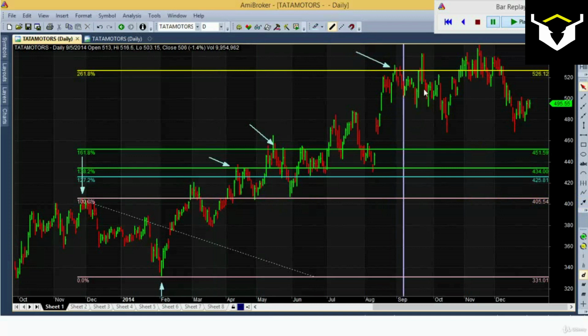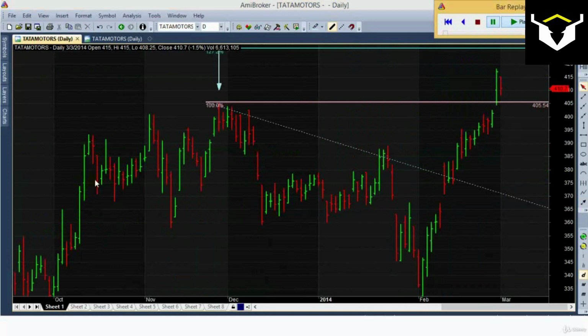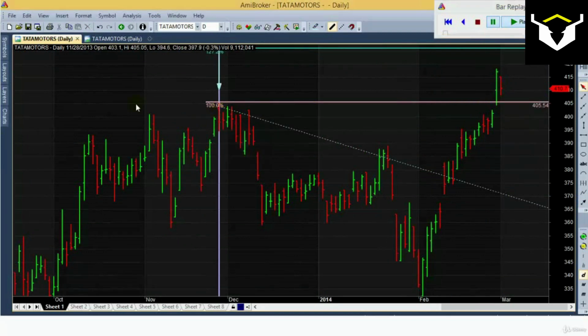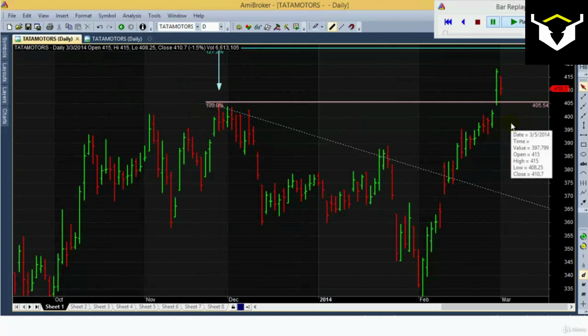It tried to breach it several times but failed. So this is the same Tata Motor chart, and as of the last bar, prices have made a new high that is breached above its previous high made on 28 November 2013. Now I wish to know where these prices will find resistance or where this upward move might terminate.